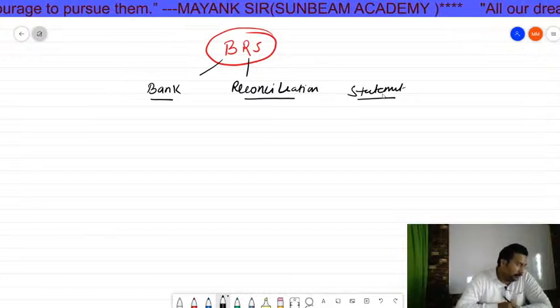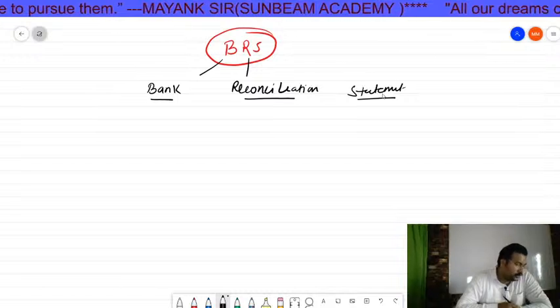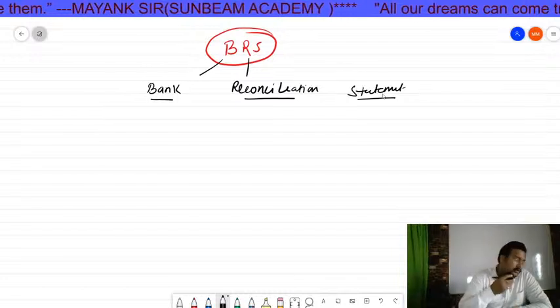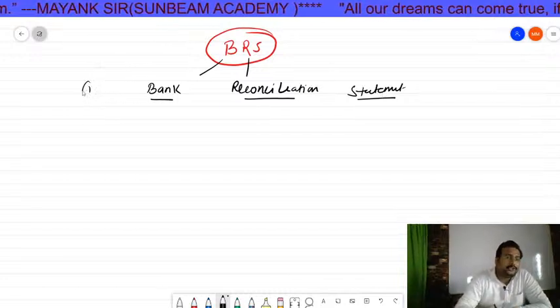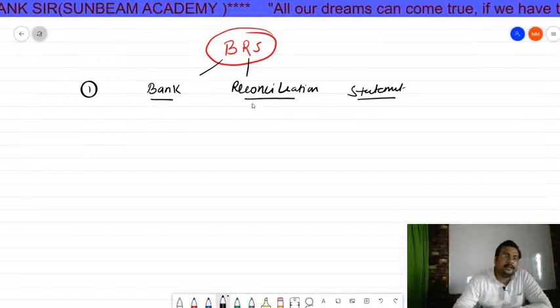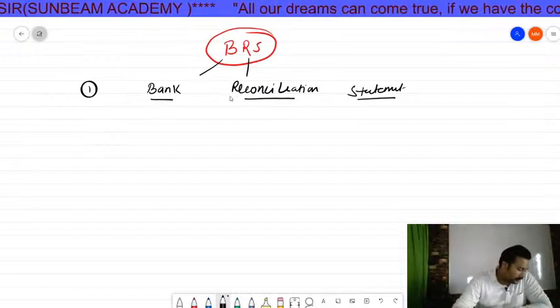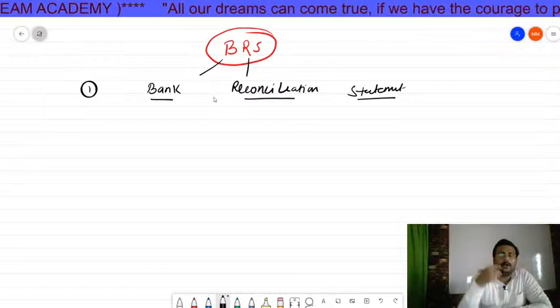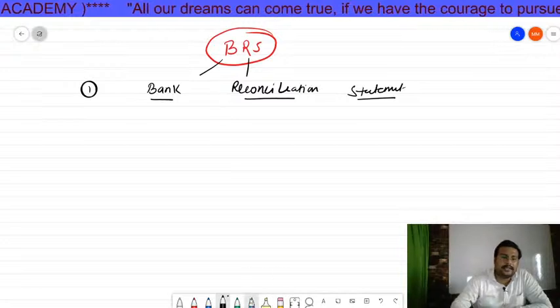Anyone having any problem, you can ask, bacha. No issue is there. Okay. So this is the first question: what is the full form of BRS? It is bank reconciliation statement. Okay, Shivam Tiwari, very good.